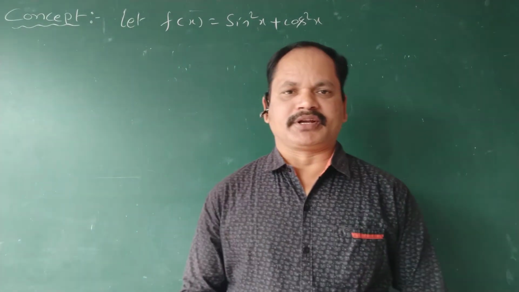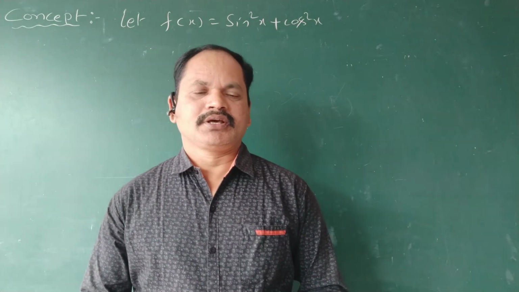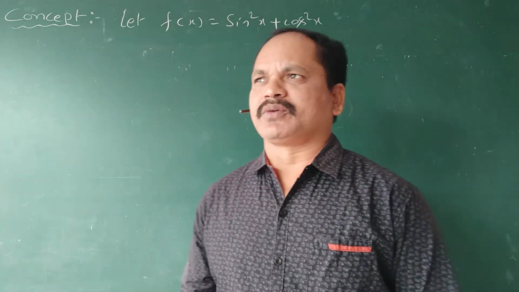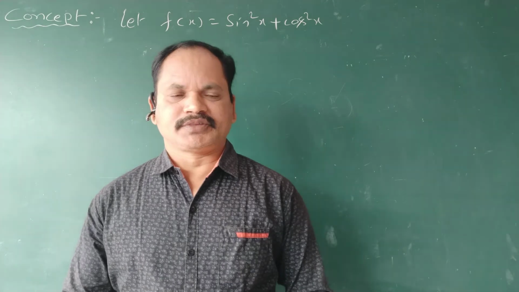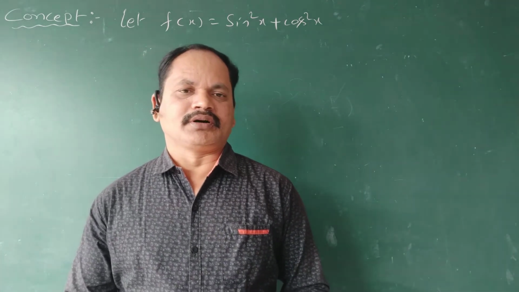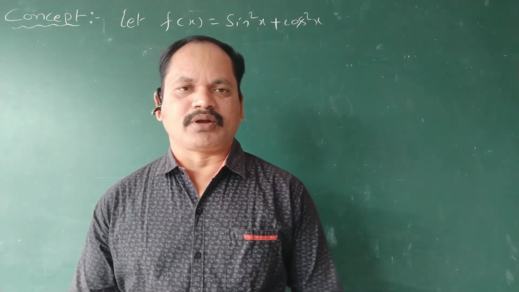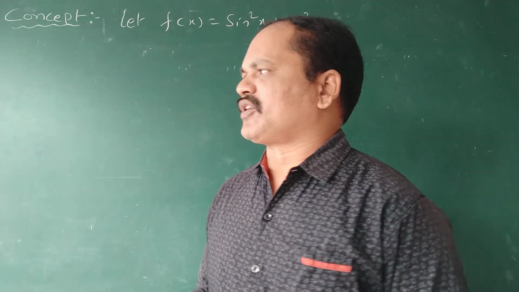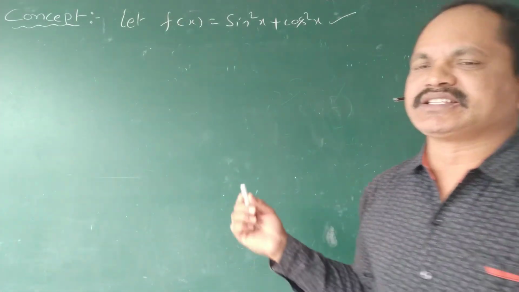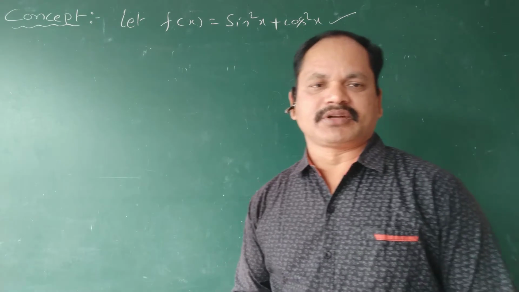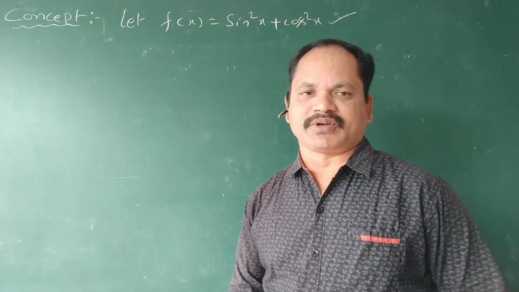The chapter is trigonometry. The topic is periodicity, extreme values and graphs. Now we are going to the concept of period. Yesterday we began the concept of period and derived some periodic functions. Now we are going to one more: let f of x be equal to sin square x plus cos square x. Actually, this is an identity from trigonometric ratios. For this we have to identify the period of the function.